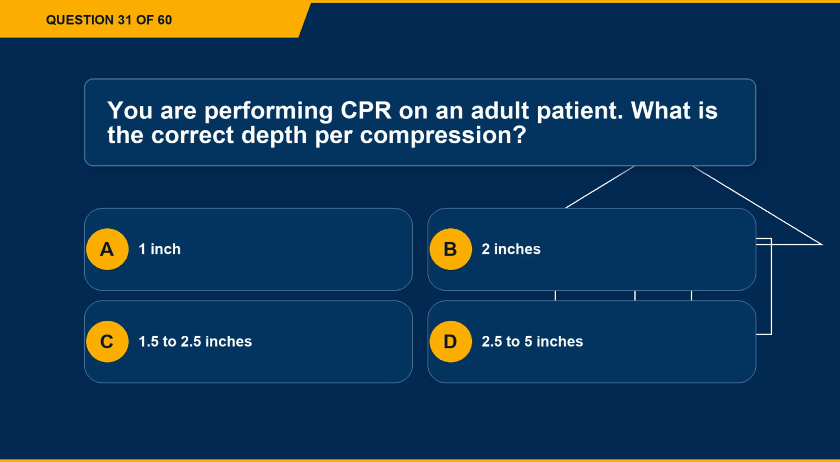Question 31. You are performing CPR on an adult patient. What is the correct depth per compression? Option A, 1 inches. Option B, 2 inches. Option C, 1.5 to 2.5 inches. Option D, 2.5 to 5 inches.